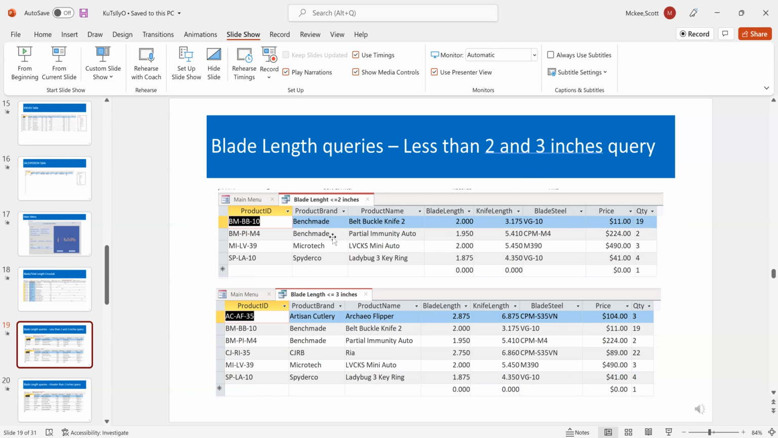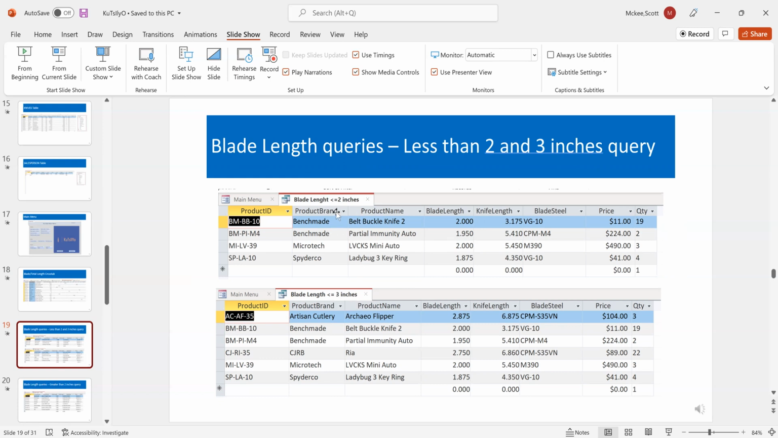Some places, if you put a pocket knife in your pocket and it's more than 2 inches, that can be considered a concealed weapon in some districts, some states, and some areas. So it's important to know what you can buy and what you can sell in certain areas. 3 inches is another area.